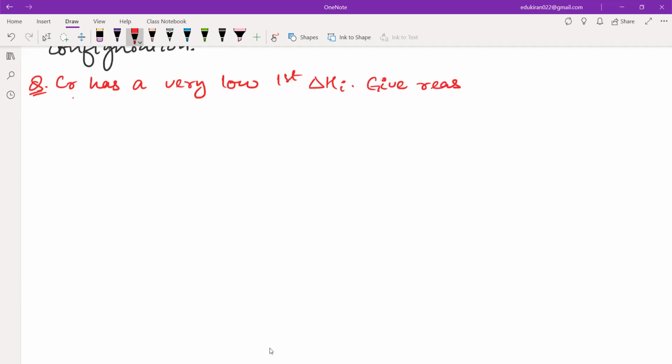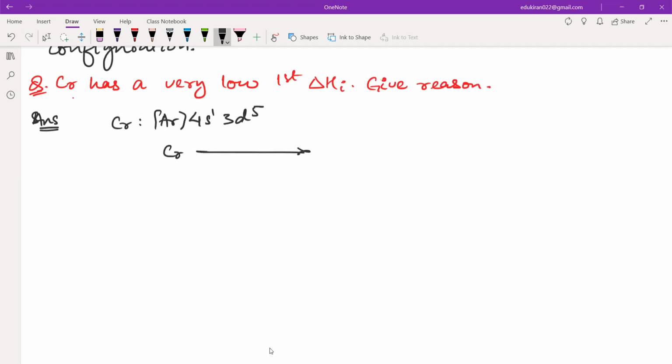Give reason. Okay, so for this, whenever they ask a specific question with a particular element, you first of all will write the electronic configuration. So chromium is argon 4s1 3d5. Okay.